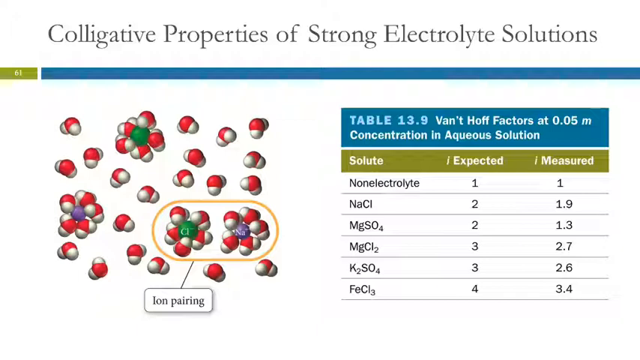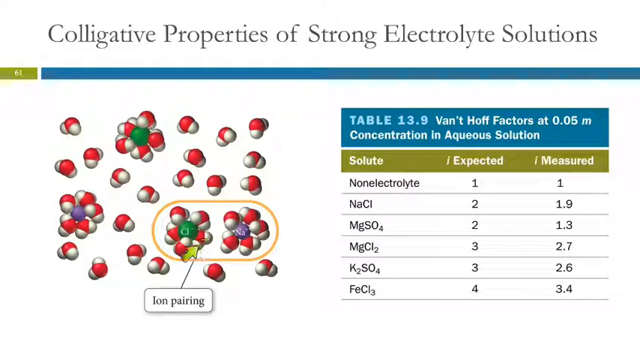So here are some actual Van Hoff factors, measured ones and expected. For a non-electrolyte, you don't have any ions forming. You expect 1 and you get 1. For sodium chloride, you would expect a Van Hoff factor of 2, 2 ions for every mole of formula units. It's actually only 1.9. So the measured Van Hoff factor is generally a little bit less than what we expect. For magnesium sulfate, we expect 2, we get 1.3, etc.